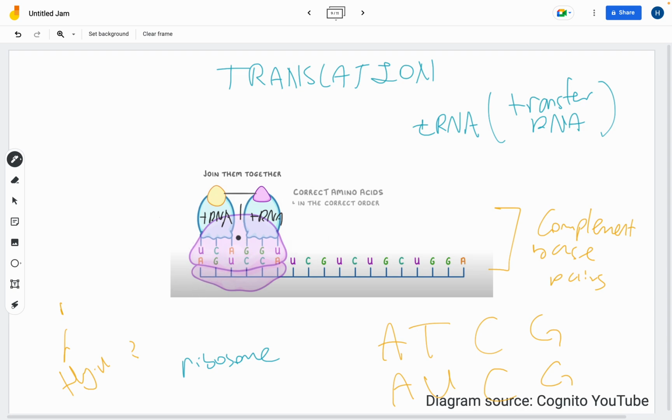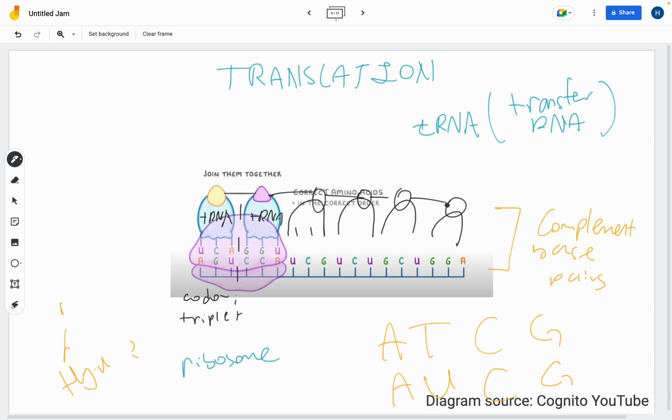Now, 3 of these, like so, is called a codon. Or you could also call it a triplet. So as the tRNA and mRNA bind together in the ribosome, they form a chain of amino acids, right? So there's going to be another tRNA with 3 bases joining here, forming a complementary bond, another one, and so on and so forth. And they're all going to have another amino acid. And this is going to form a chain of amino acids.